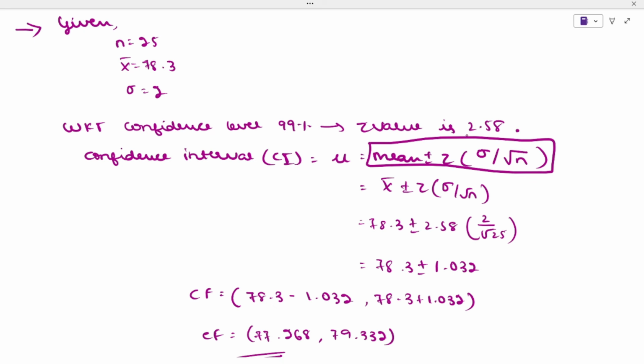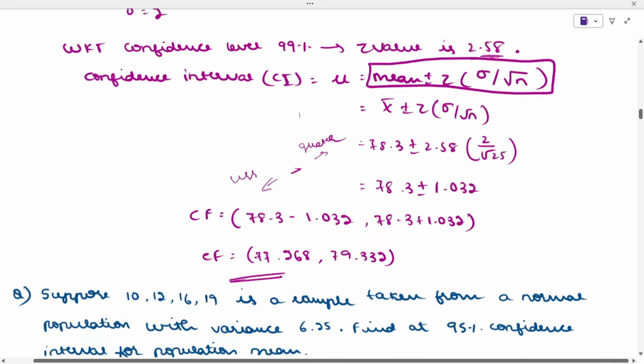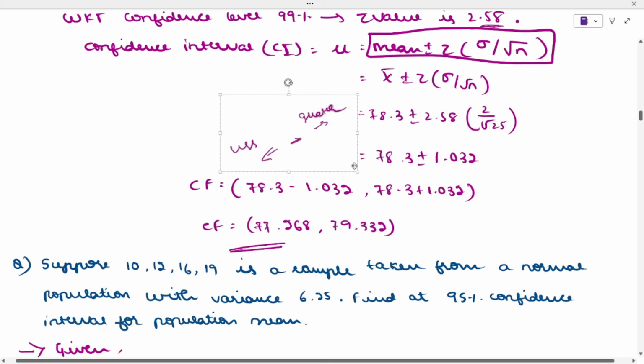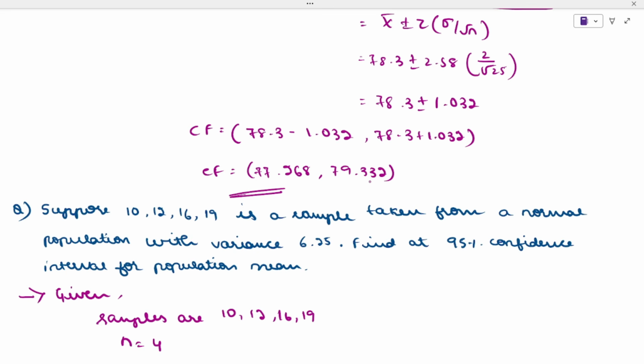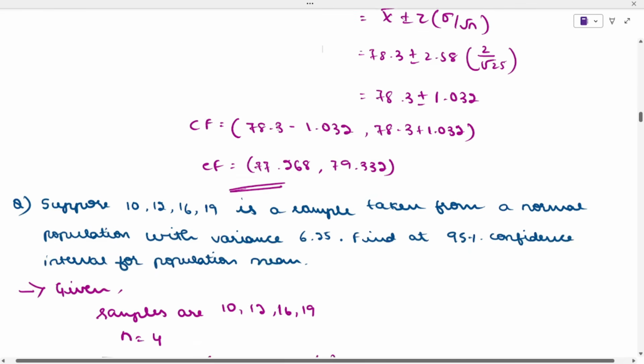The z value is 2.58, and you take plus and minus. You first do minus, then plus, because minus will become the lesser value and plus will be the greater value. So first you do the subtraction, then the addition, and you will get the corresponding values, which will be the factors for the confidence limits.